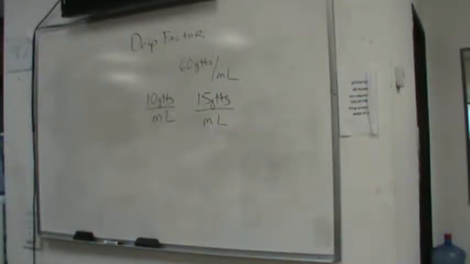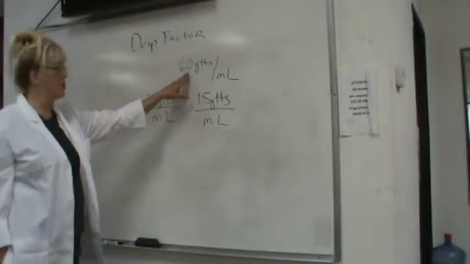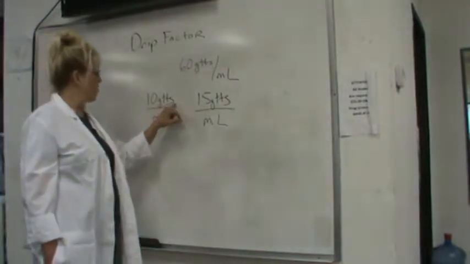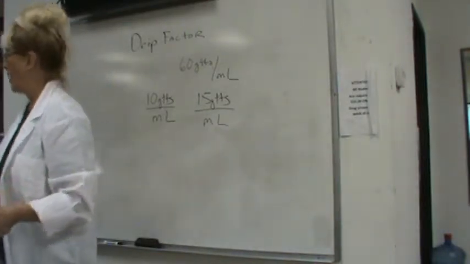So this is pediatrics. Oh, I'm sorry. Just a normal. Okay, so the top one, this is for pediatrics. 60 drops per ml is for pediatrics. 10 drops per ml or 15 drops per ml is usually the standard tubing drip rate.